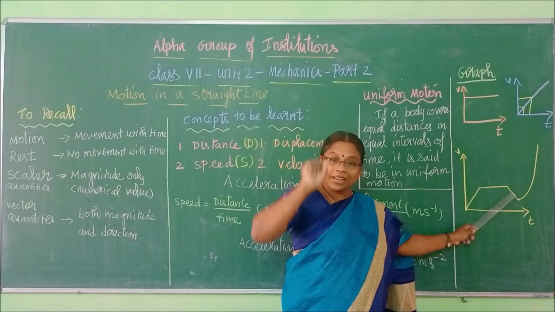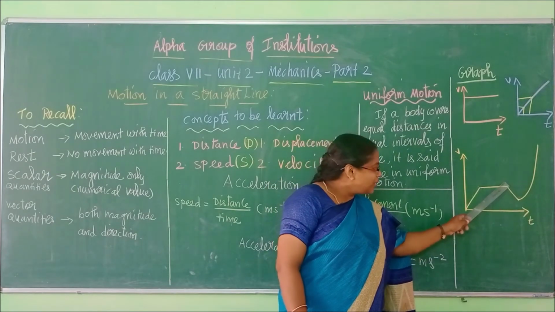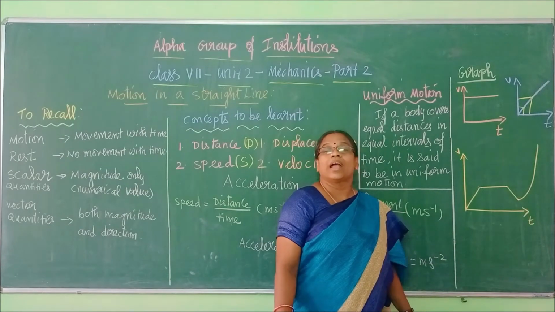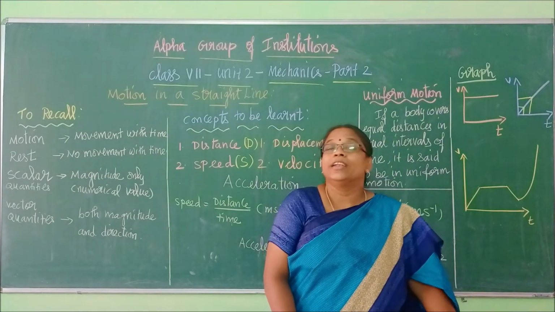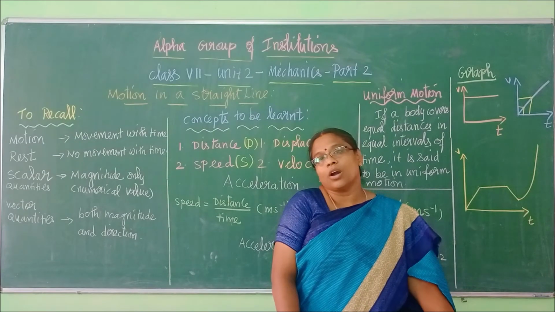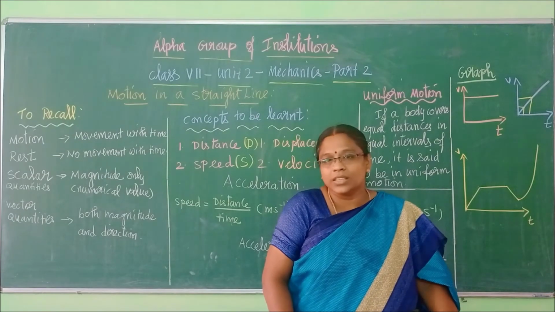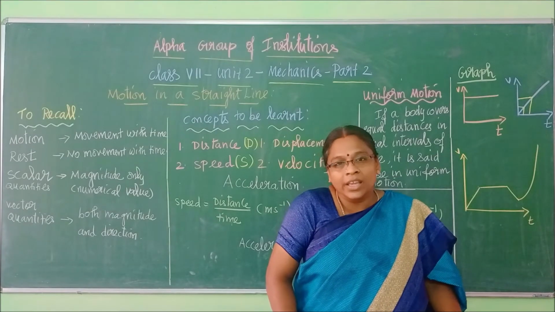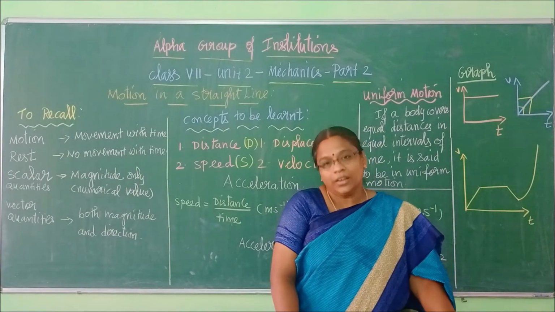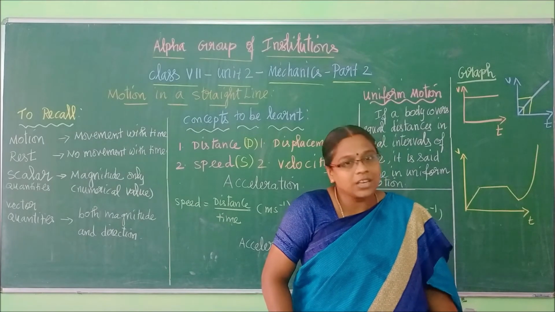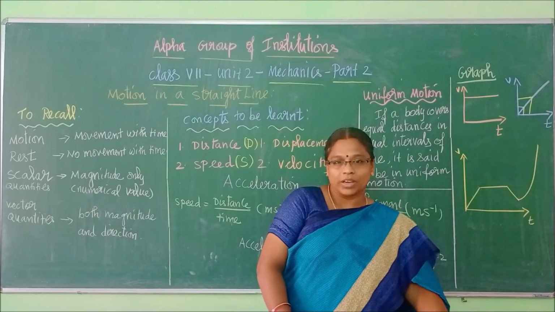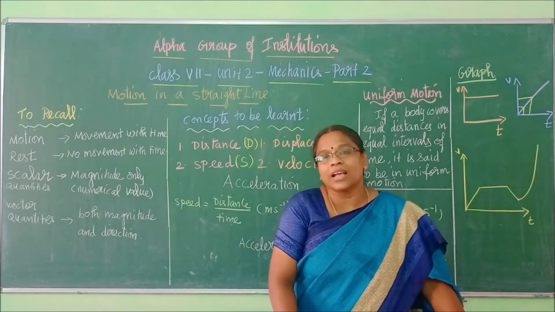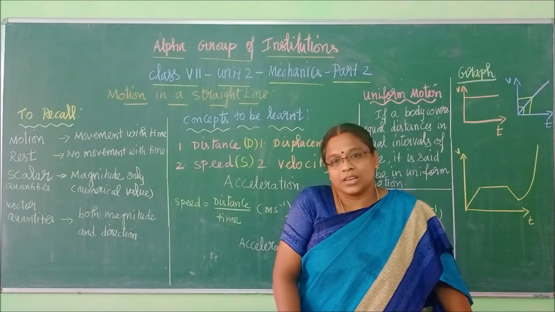Then if I decrease my speed in my travel, the graph will shoot down. That is called negative acceleration. It is denoted by another word called deceleration. Say the word deceleration. D-E-C-E-L-E-R-A-T-I-O-N. These details I will give you in the notes, children. Don't worry. Okay. So deceleration is otherwise called negative acceleration.